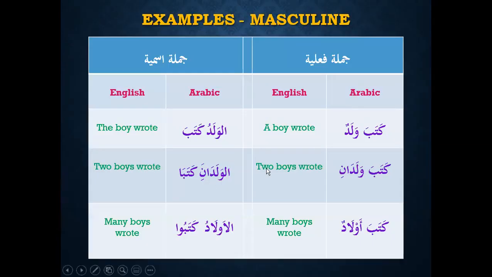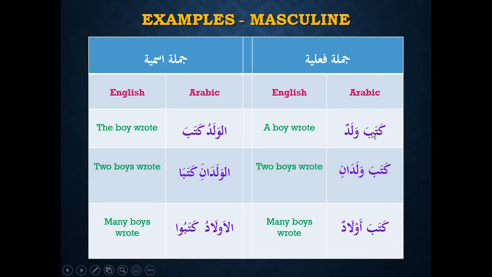So see, a boy wrote. Kataba waladun, a boy wrote. And you want to say two boys wrote. So kataba remains kataba. You do not change kataba into katabu. You do not do that, because this is jumla fi'liya, and the verb remains the same, singular.